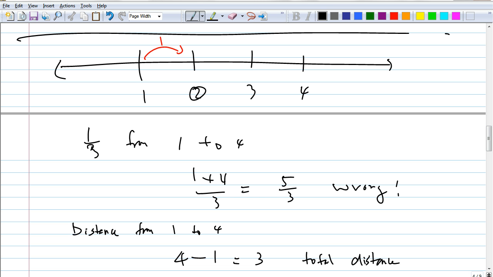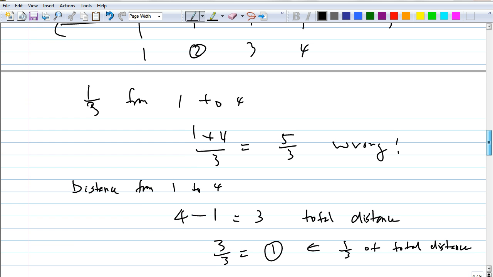And what is the 1/3 of 3? How do you figure out 1/3 of that distance? You divide it by 3. And as you can see, I get the 1/3 of the distance equals 1. Now, is that our answer for this one? Our answer should come out to be 2. How do you get 2 from this?